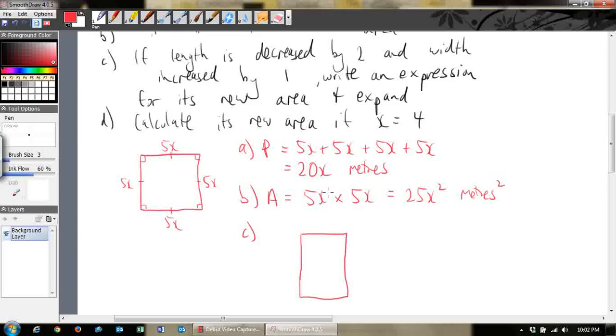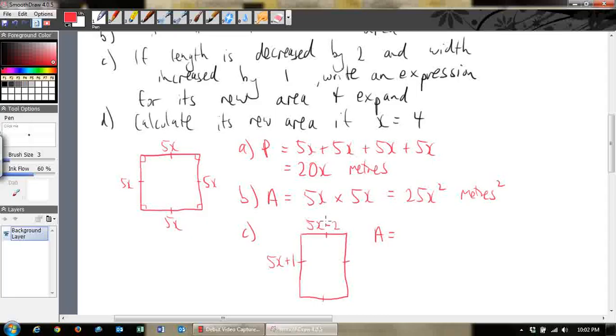If its length is decreased by 2, it was 5x, but it's been decreased by 2, so it's 5x minus 2. It's 2 shorter than what it was before. Its width, or its height in this case, is increased by 1. It was 5x, it's increased by 1, so we add 1. So there's our new shape. We've done some modifications to it. What is its area? Let's calculate its area.